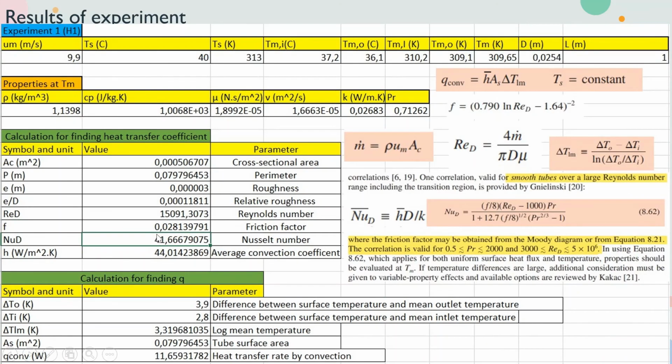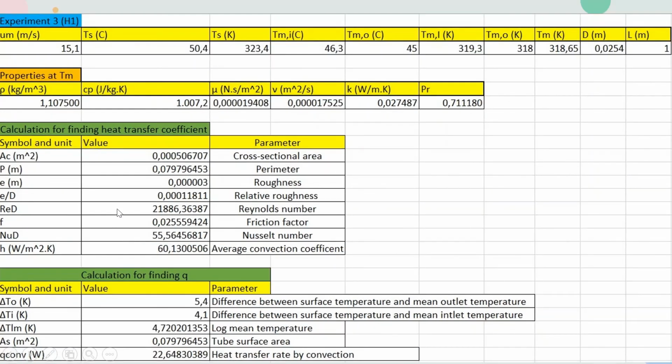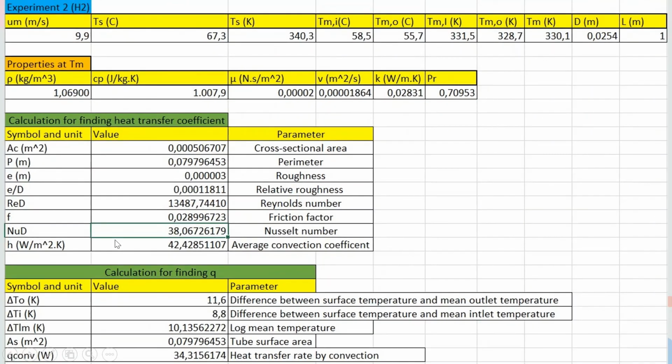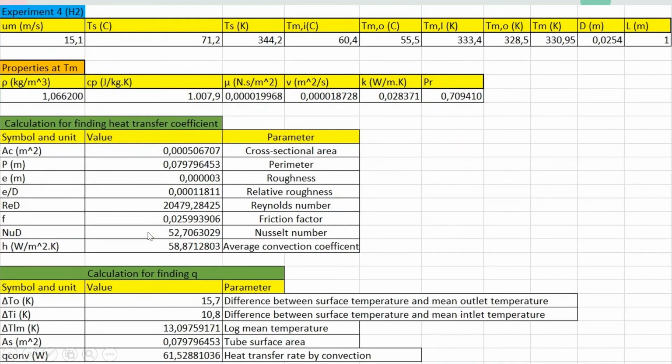And finally, if I increase the mean velocity with constant heat setting, the Reynolds number and Nusselt number will increase. So if I compare experiment 1 and 3, here 15,041, it will increase to 21,055.5. And if I compare experiment 2 with experiment 4 here, Reynolds number 13,038, it will increase to 20,052.